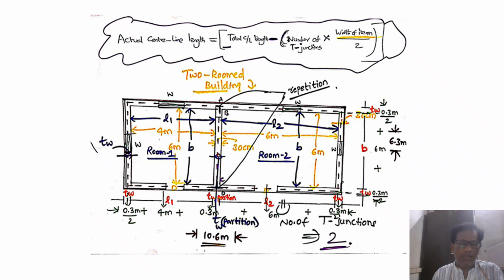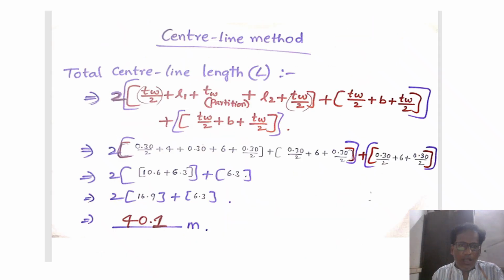While we are evaluating the estimation of this two-room building, we are using the centerline method. Initially, we are going to find the centerline length of this two-room building. You see, I am traveling along the centerline of this building. Wherever I started, I will end. There is also a partition wall. Now let us see how we are measuring the total centerline length.